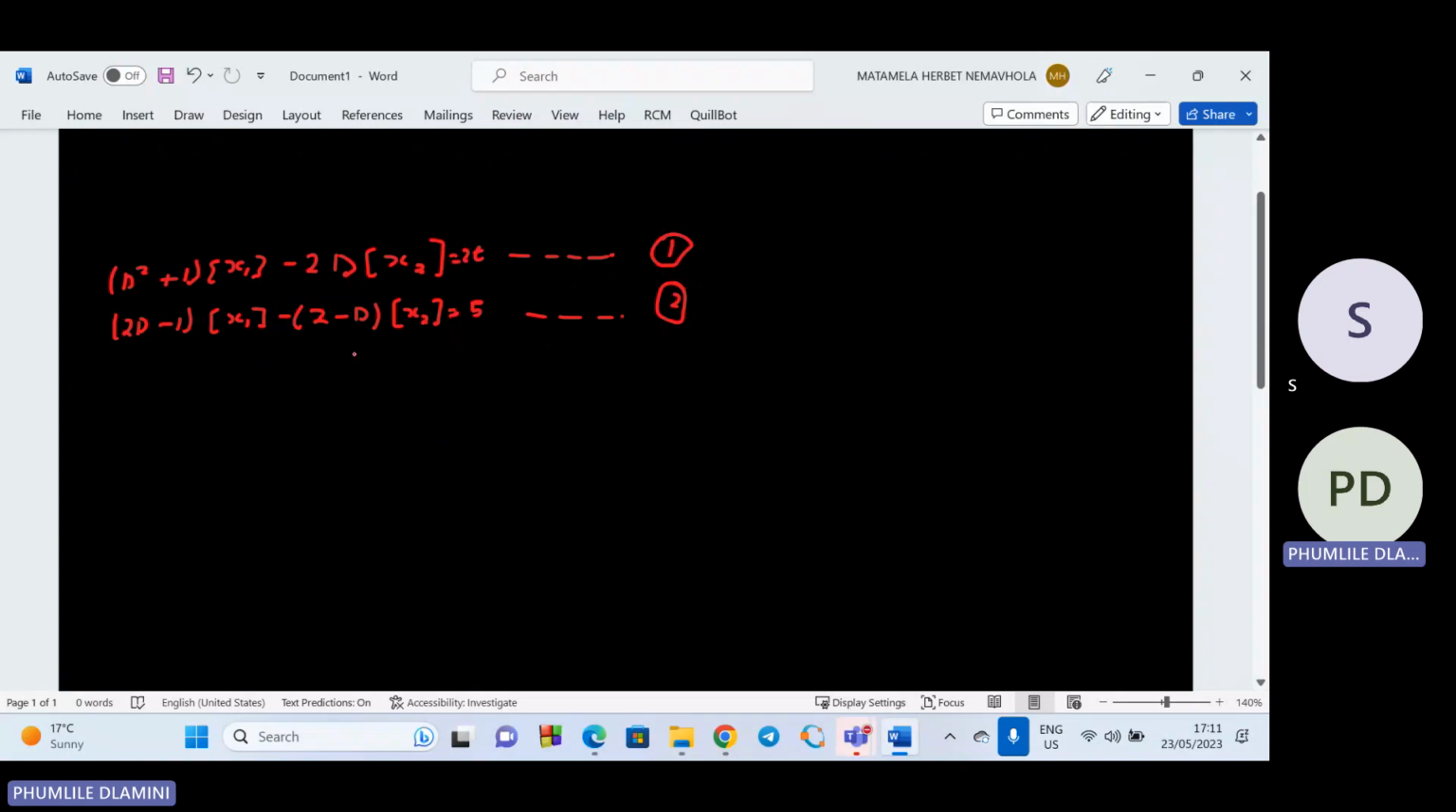So we're gonna start by eliminating D2 here, which is x2. In order for us to eliminate, we are going to multiply equation 1 with 2 minus d, and we're also going to multiply equation 2 with 2d.